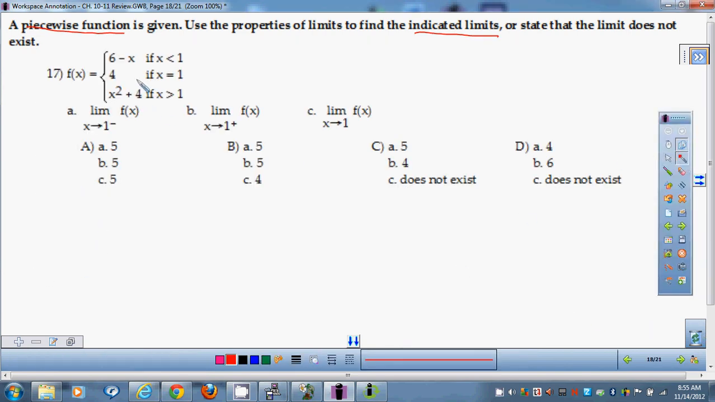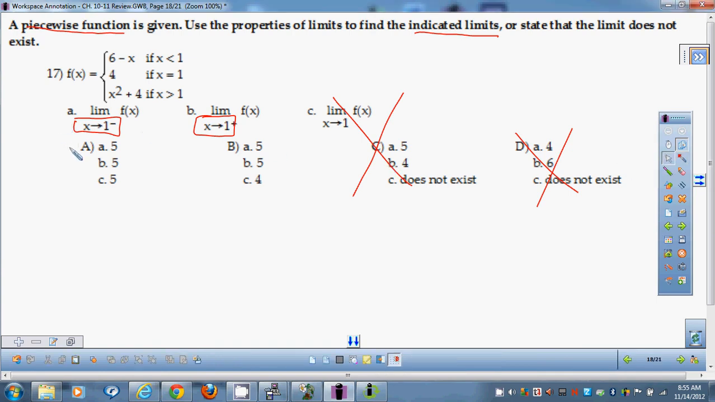So, which function do I plug into to get my left-hand limit? The top one, and what do you get? 5. So that crosses off D. Which function do I punch in to get my right-hand limit? The bottom one. 1 plus 4, and that one is 5, so I can cross this one off. If both of those are the same, then what's our overall limit going to be? And therefore the answer is A.